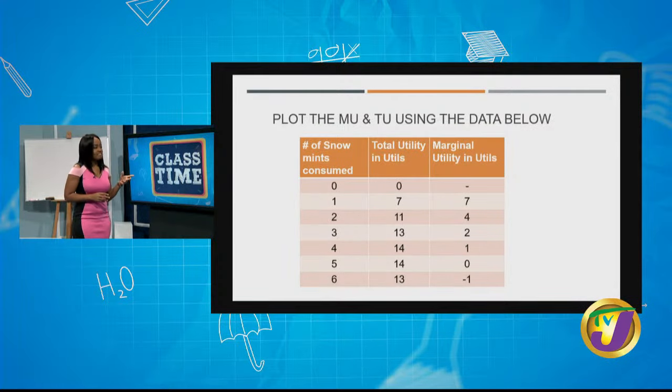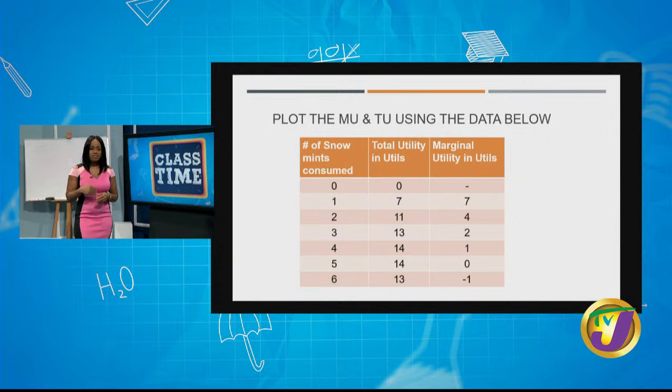What we're seeing in this table is that as the consumer consumes more of the good, the total utility is increasing. And we notice that the marginal utility is decreasing. Now, the marginal utility decreases because of the law of diminishing marginal utility.